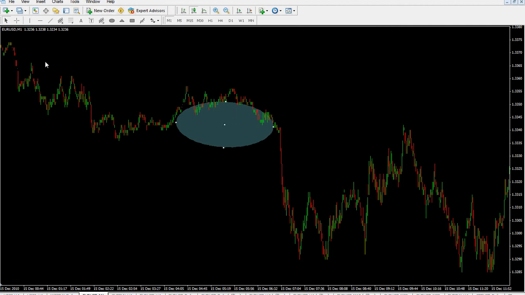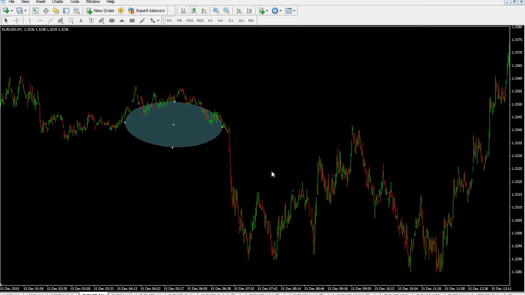Let's see how we can work with the dome, or you can call it otherwise a saucer, or just a half elliptic shape. So right now we are looking at a 1 minute EUR/USD chart. We are looking at this small time frame because it's not too easy to find this kind of shape fast. I'm talking about the dome.